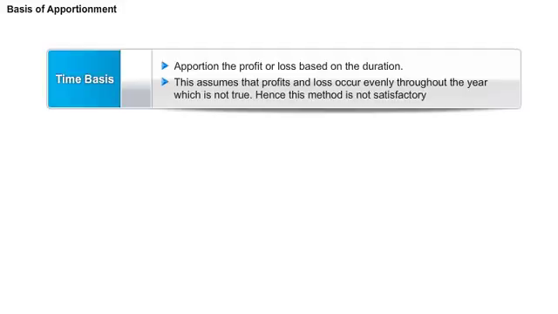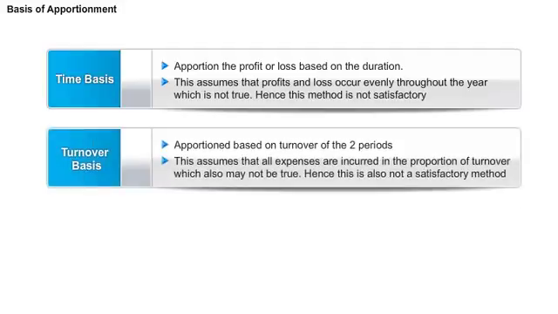But then, in such a case, some of the expenses which are related to time, which are fixed in nature, like rent and depreciation, you can apportion based on time basis. Another basis is turnover basis, which is based on the sales of, in our example, the first 4 months versus the sales of the next 8 months. Based on that ratio, you will split all the costs. So apportion based on the turnover of the 2 periods.